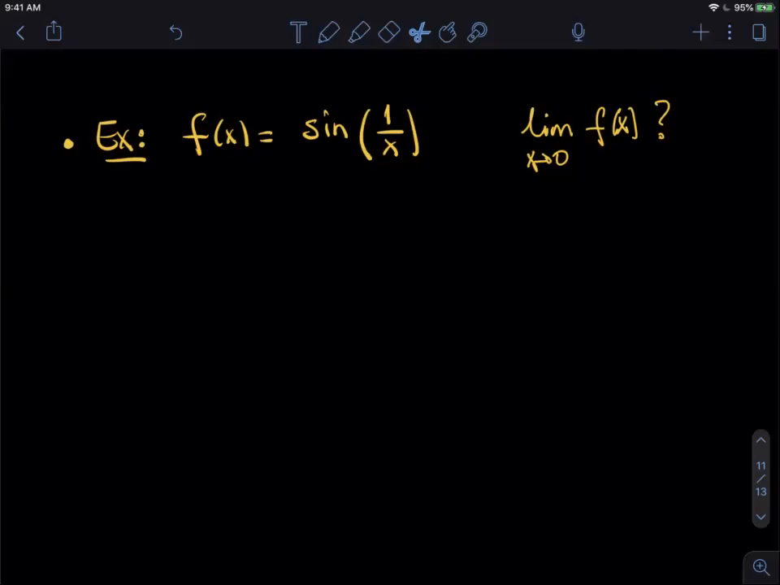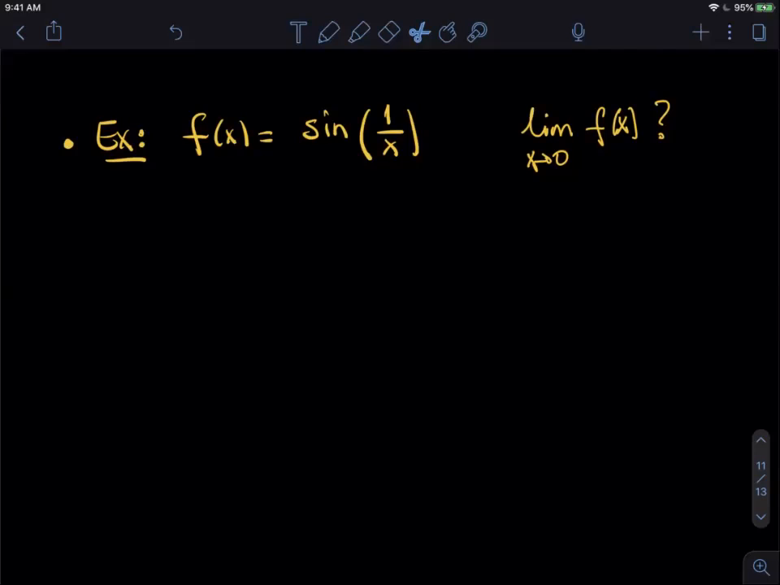Let's look now into an example. This is a curious example. You'll see what I mean. So we are given the function f of x, that is the sine of 1 over x. And let's try to find the limit as x tends to 0 of f of x.